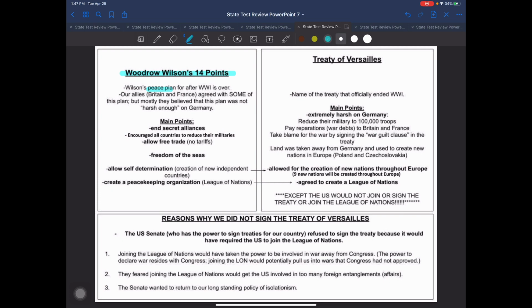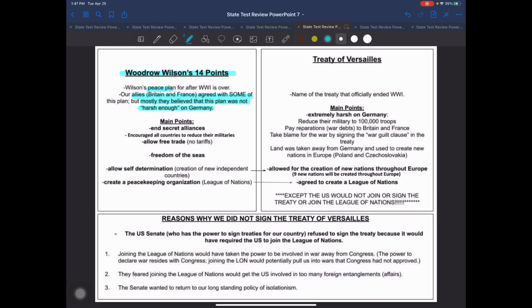Now, a lot of these things that he promotes, our allies, Britain and France, did agree with some of these points. But for the most part, they did not think that his plan was harsh enough on Germany. We're going to learn that our allies, Britain and France, have a goal of punishing Germany after this war, making them so weak, putting so many limitations on their country that they don't have the opportunity to cause another war like this. Again, we know this fails miserably because we get World War II in roughly 20 years or so. But that's going to be kind of their mindset, a little bit of vengeance.